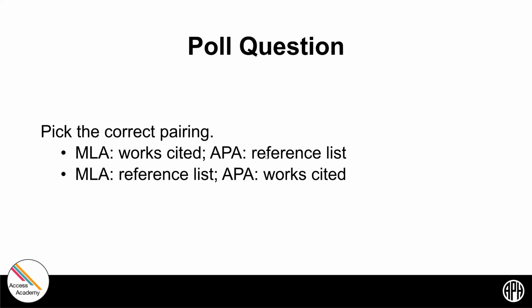All right. About 40% have voted. The answer seems split. About 65% say it's option number 1, MLA Works Cited, an APA reference list. About 40% say MLA reference list and APA Works Cited. So in a moment, we'll close the poll. And I'll turn it back to you, Paul.